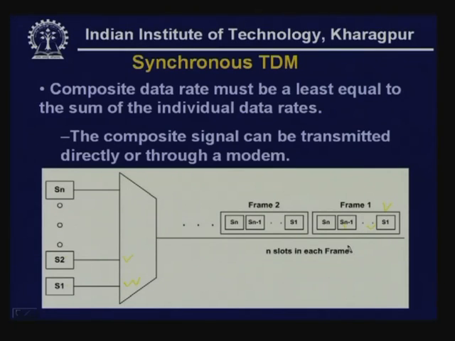So, as you can see here, there are n slots in each frame. This is slot 1, this is slot 2, and in this way you have n slots, and each slot corresponds to a particular source. That means slot 1 corresponds to data from this source, slot 2 corresponds to data from this source, and slot n corresponds to data from this source.